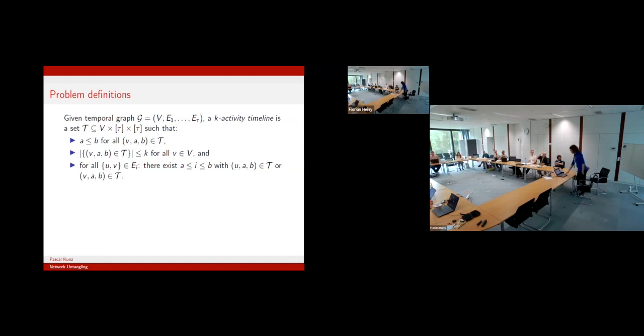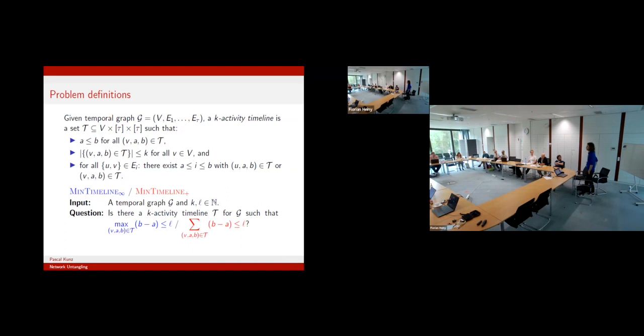And so what do we look at? We have two problems based on this. We want to find a K activity timeline that minimizes something. The two possibilities of what we can minimize are either the sum of the lengths, which is the red thing, so we sum over all intervals that we choose the lengths, or we can try to minimize the maximum length of any interval.